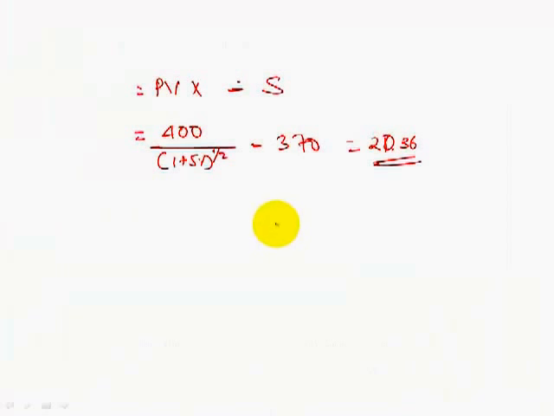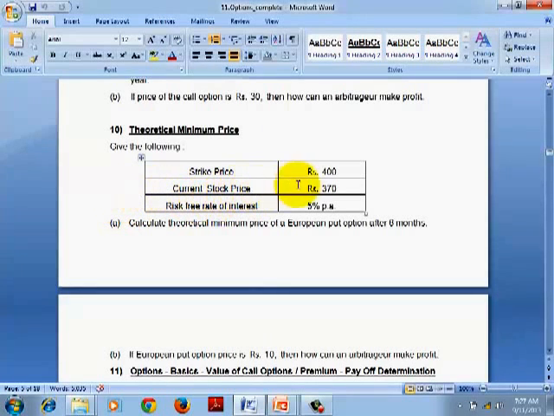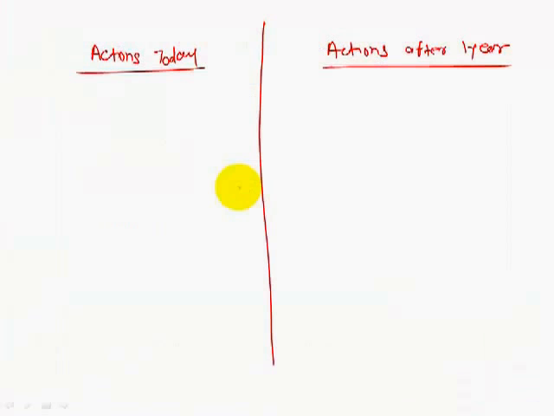So again we will make a table. On the left hand side we will say actions today, and on the right hand side actions after 1 year. Now the current stock price is 370. It's a put option and it is undervalued. That means we should be buying the put option, which means I have a right to sell. So after 1 year I will be selling the stock.